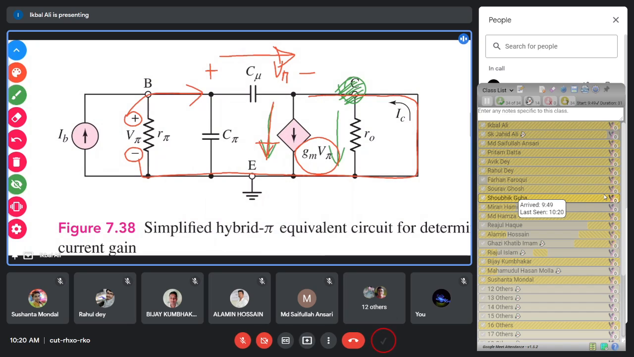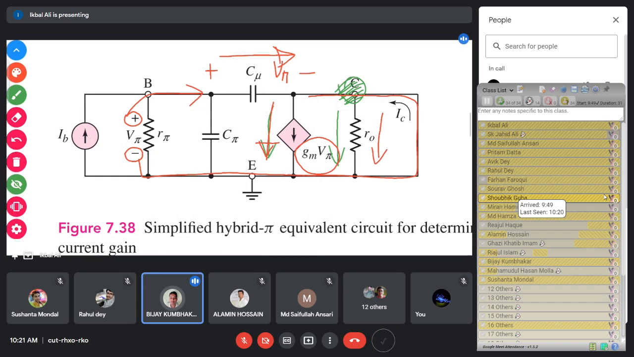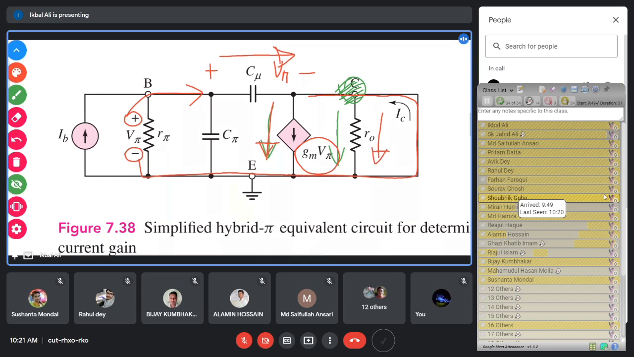Okay. Then the last one: through the resistance R0, what will be the current actually flowing? Can anybody say? What will be the current actually flowing through the resistance branch? Through this branch R0? V pi by R0. V pi by R0. Is that correct? Is there any other argument? Anyone want to try? Any other?